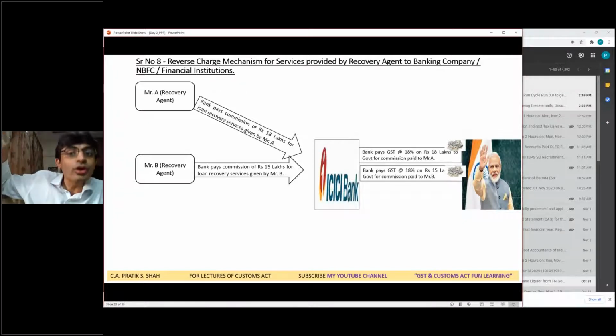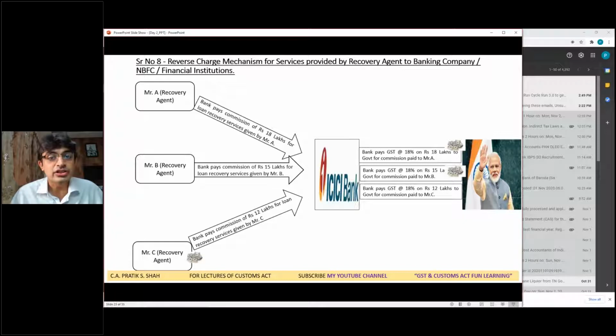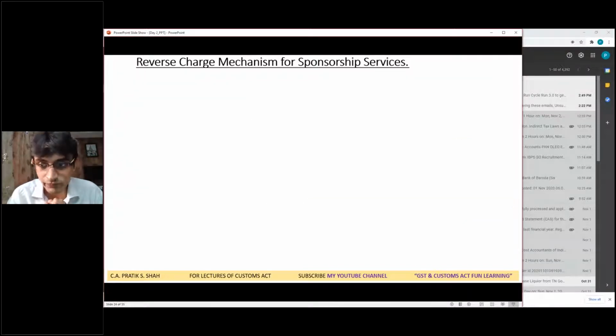So responsibility is on the receiver to pay GST. Clear? This is how you need to remember. Okay, chalo. Now let's move to sponsorship.